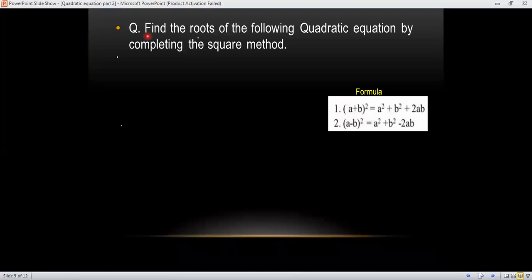Now, let's take an example. If I take 10x square minus 3x minus 1 is equal to 0. So here you can see with x square there is 10.